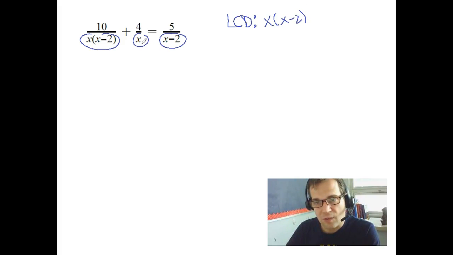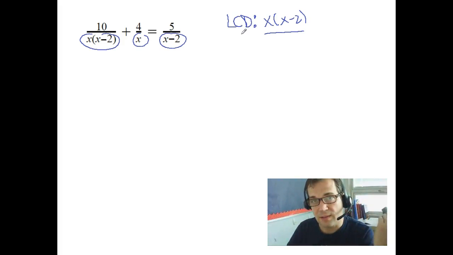Moving on to the next fraction, we see the denominator is x, so my LCD will need just a plain old x. It has that, so I don't need to include anything new. This fraction has an x minus 2, so I'll include that. It's already there. Don't need to worry about it. Now, I will take this LCD, I'll multiply every part of this equation by that LCD.